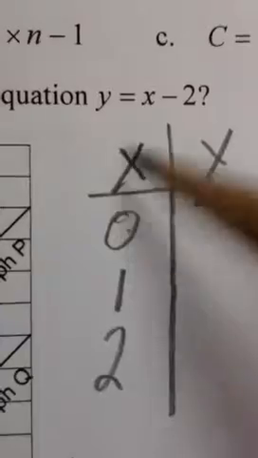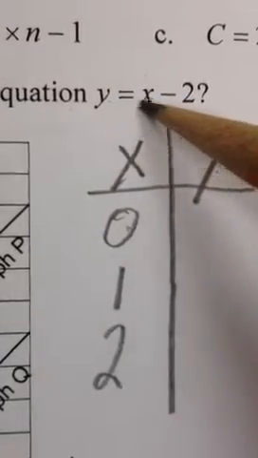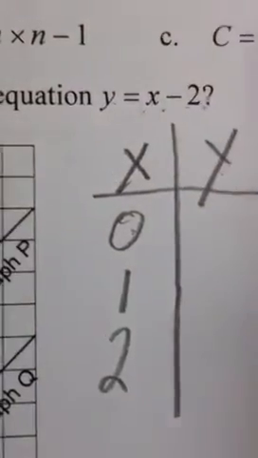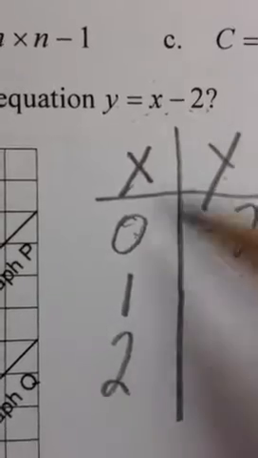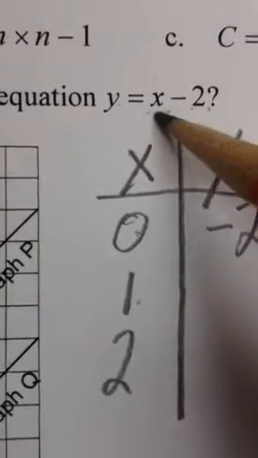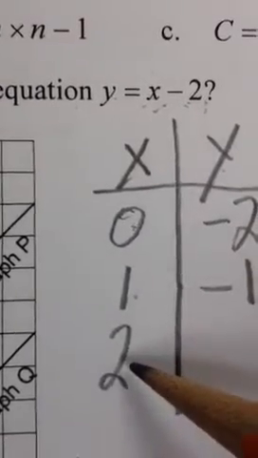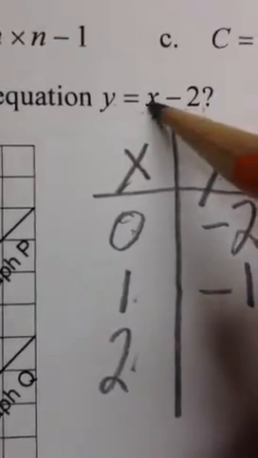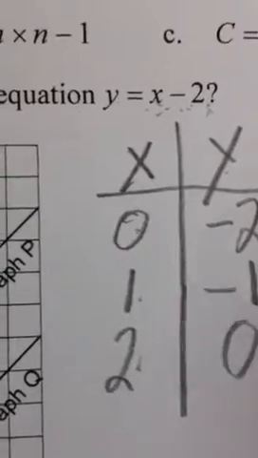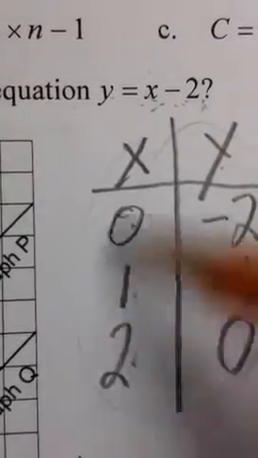If x is 0, then y is equal to 0 minus 2, which would be minus 2. If x is 1, well then 1 minus 2 is minus 1. And if x is 2, then 2 minus 2 is 0. First step then, make a table of values.